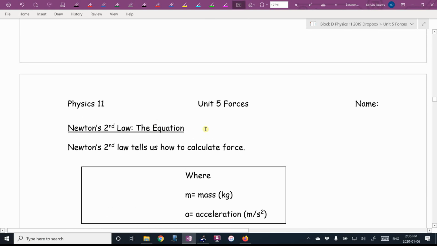Newton's second law is the equation. I'm going to pause and pick up with this next.